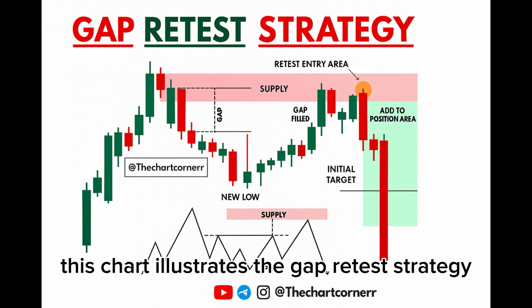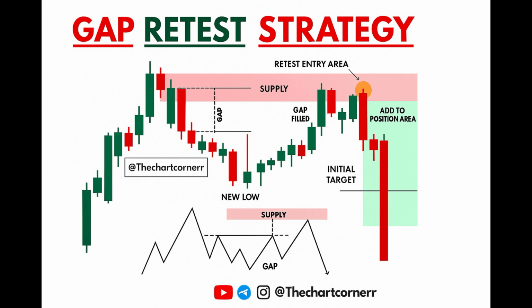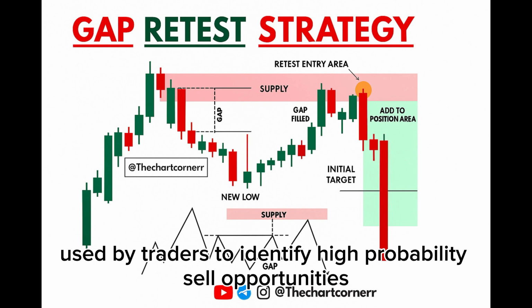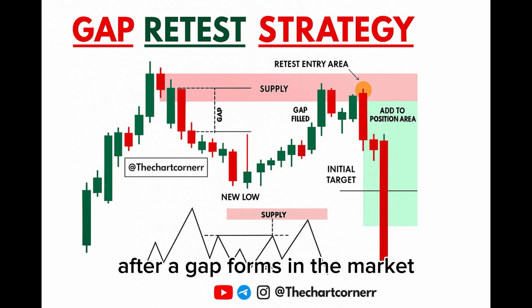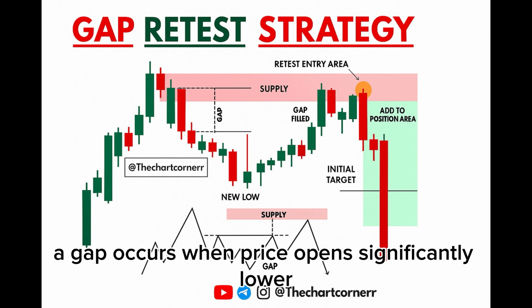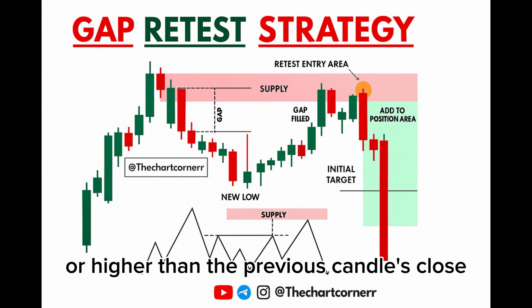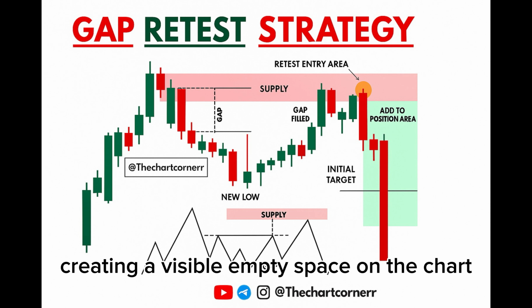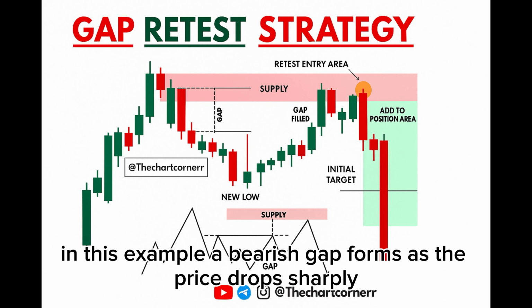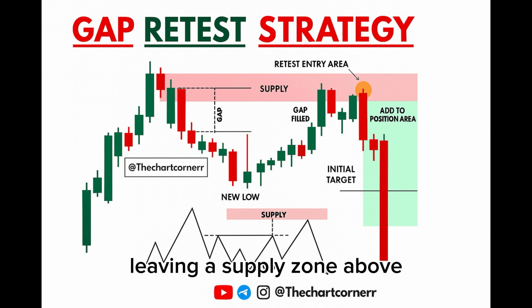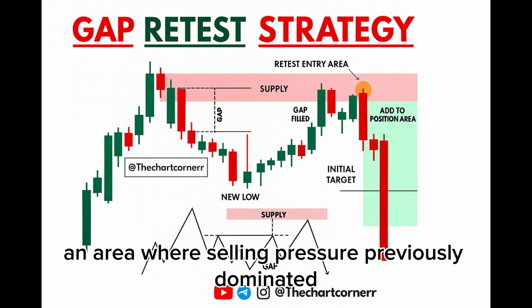This chart illustrates the gap retest strategy, a price action technique used by traders to identify high-probability sell opportunities after a gap forms in the market. A gap occurs when price opens significantly lower or higher than the previous candle's close, creating a visible empty space on the chart. In this example, a bearish gap forms as the price drops sharply, leaving a supply zone above, an area where selling pressure previously dominated.